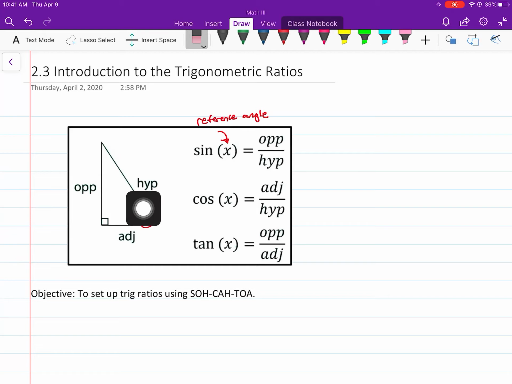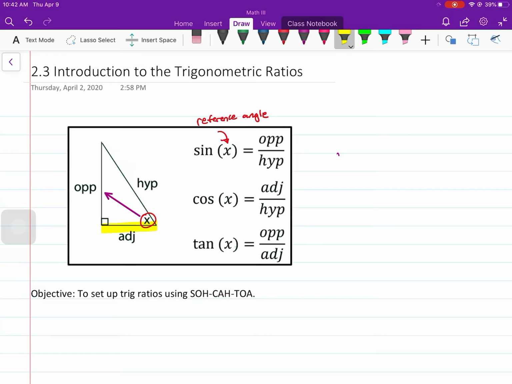So hypotenuse is the one that's always just there. It's going to be across from a right angle. So that's always a hypotenuse. So that's never a concern. But opposite, notice opposite is across from the reference angle. And then the adjacent side is, if you start with the reference angle and trace to the right angle, that's the adjacent side.